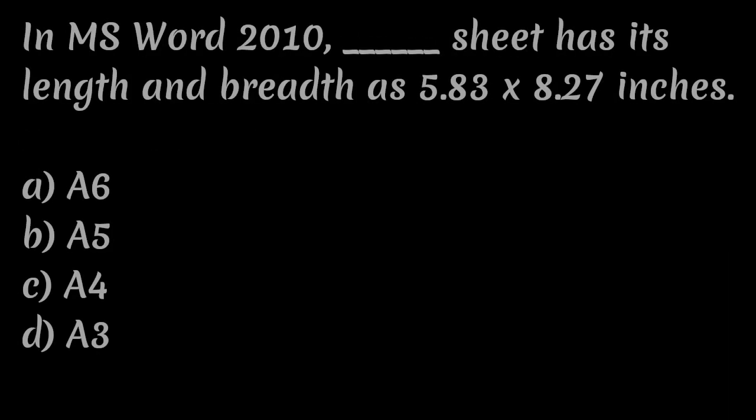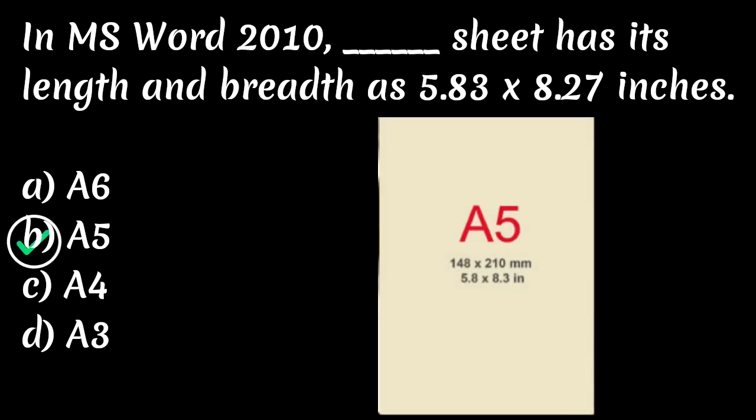Question 28. In MS Word 2010, dash sheet has its length and breadth as 5.83 into 8.27 inches. A. A6. B. A5. C. A4. D. A3. Answer B. A5.